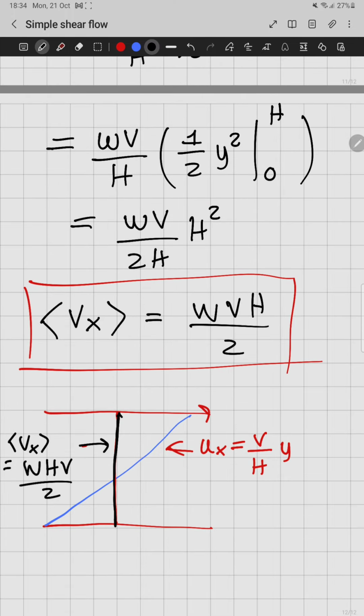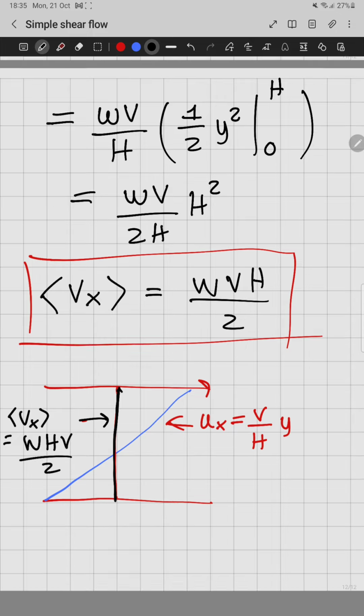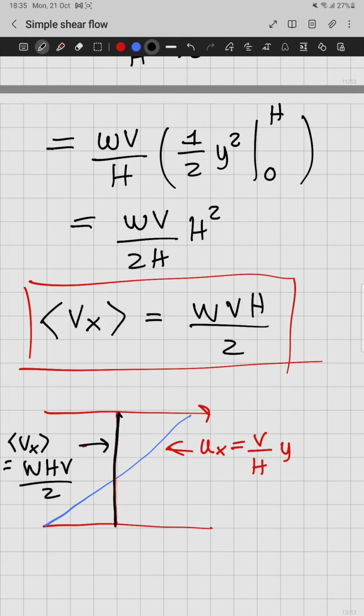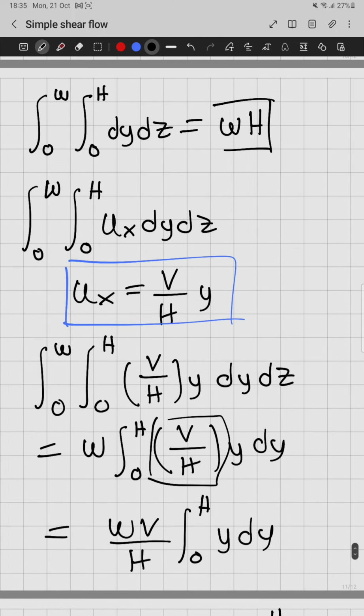So the average velocity gives us an idea of a representative value of the velocity in all the layers of the channel. In fluid mechanics, sometimes it is not possible to find an analytical solution for the velocity field for the geometry we are interested in. In this case, for simple shear flow, it was possible to find this analytical solution. But sometimes we might have very complex geometries, and it's almost impossible to find an analytical solution for the velocity profile. That's why we need to apply numerical methods.